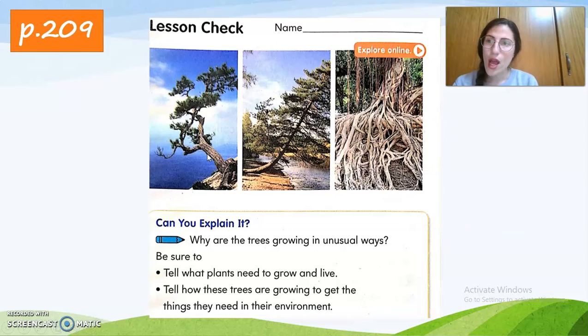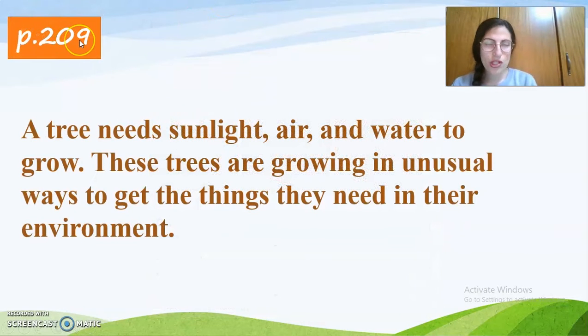Correct. Now, we open to page 209. We're still on page 209. On the lines, we copy neatly and properly. Guys, you may stop the video and copy it properly in your books. Don't worry, if you're unable to watch the video, I'm going to provide you with an answer key later on. Let's read. So a tree needs sunlight, air, and water to grow. These trees are growing in unusual ways to get the things they need in their environment.